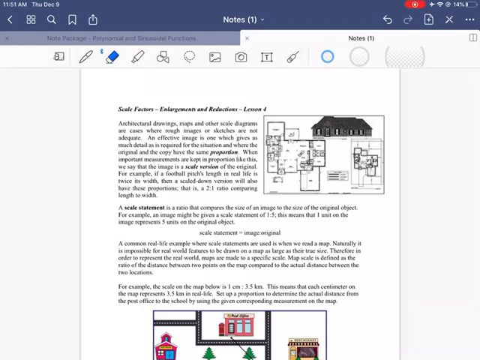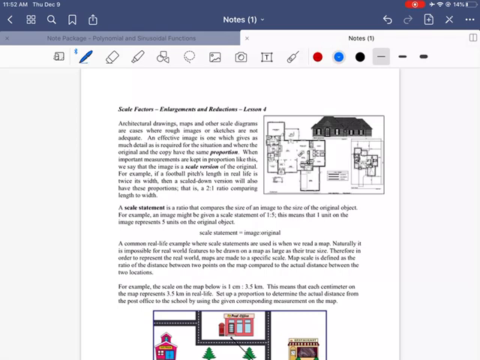All right, here's lesson 4, scale factors, enlargements, and reductions. So things like architectural drawings, maps, and other scale diagrams are places where drawing the actual thing doesn't make sense. It doesn't make sense to cart around the actual size of a building in a drawing. No, you just draw it smaller.